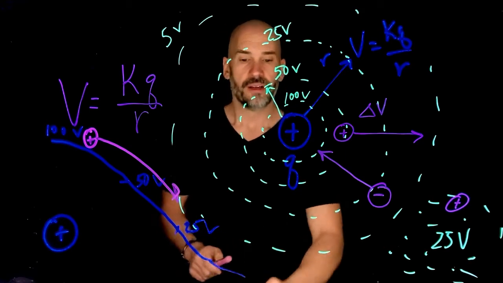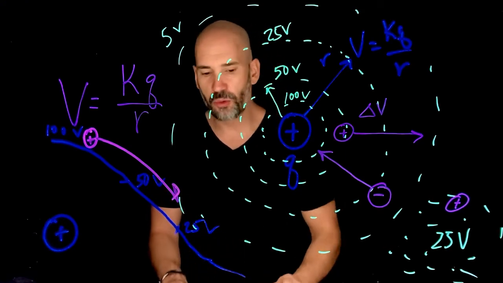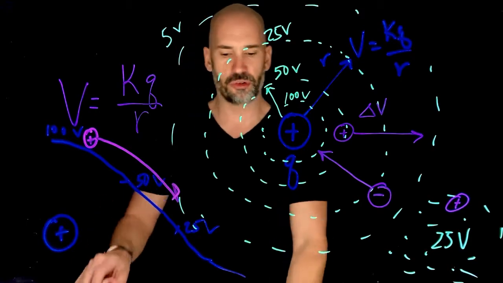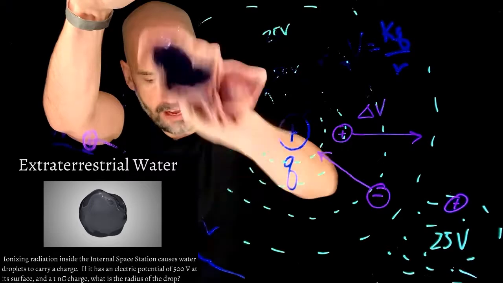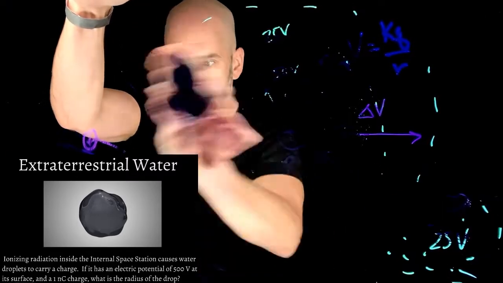All right, so where do we go from here? Well, let's do one example. Okay, let's look at this extraterrestrial water example. It says that ionizing radiation inside the International Space Station causes water droplets to carry a charge.